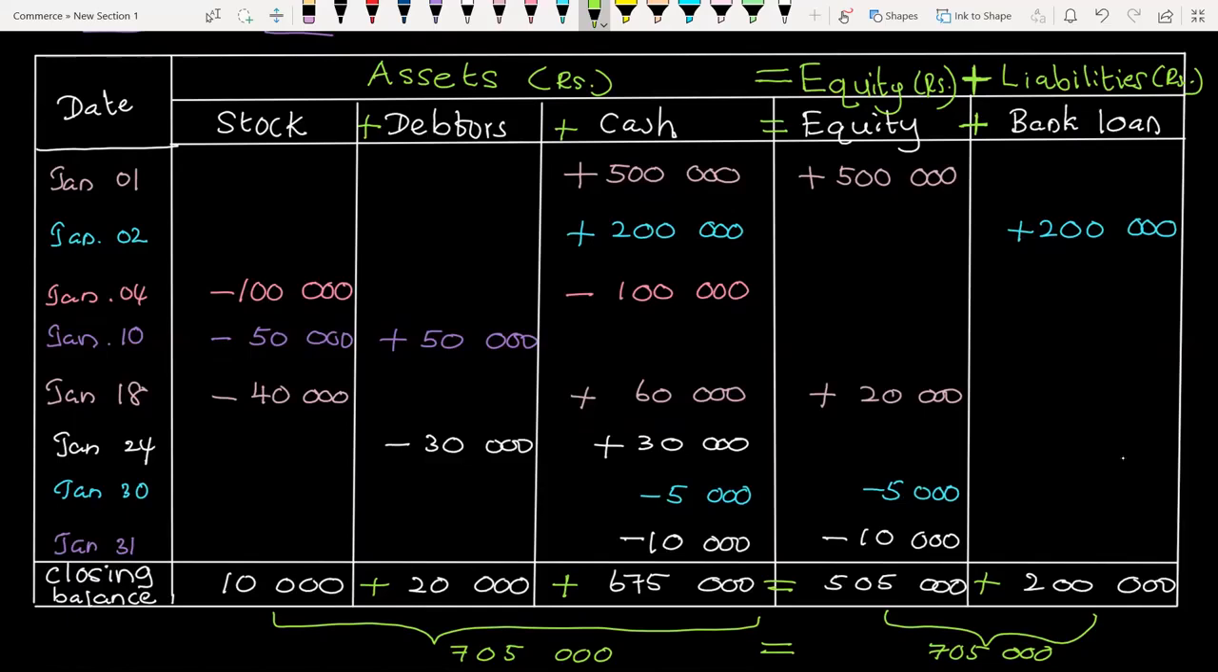I hope you understood clearly how to show the impacts of each transaction on the accounting equation using a table like this. See you then.